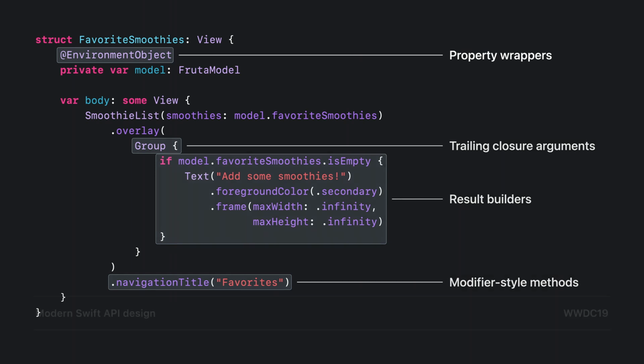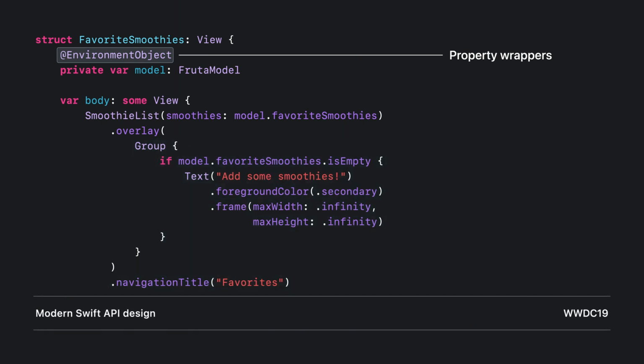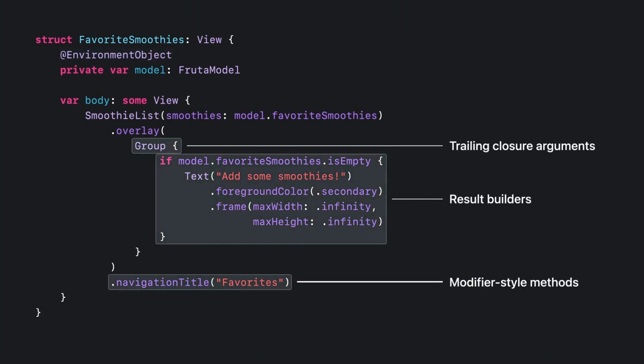Now, property wrappers were already covered in the last half of this session from 2019, so I'm not going to talk much about them today. But these other 3, and especially result builders, are going to be major topics of this session. Trailing closures and modifier-style methods are things a lot of Swift programmers are familiar with, but result builders are a more behind-the-scenes feature. So let's talk about how they work so we can start building DSLs with them.